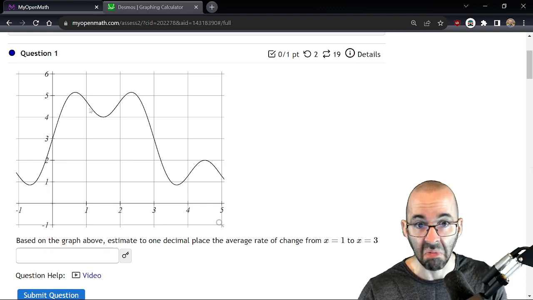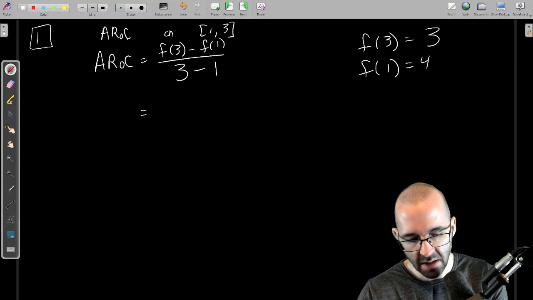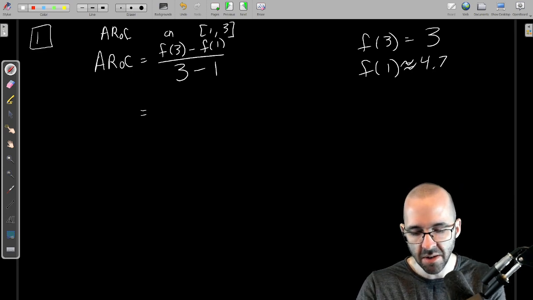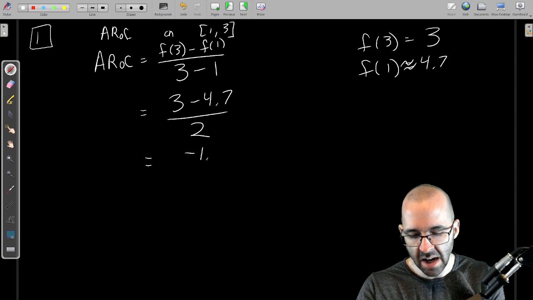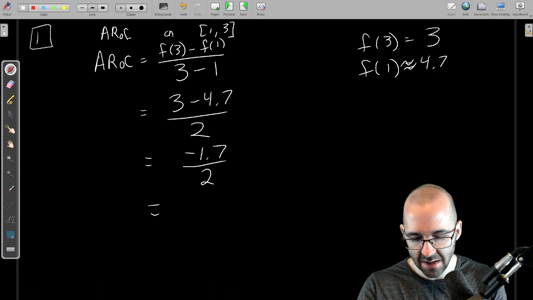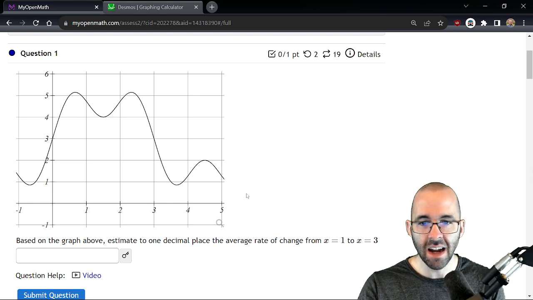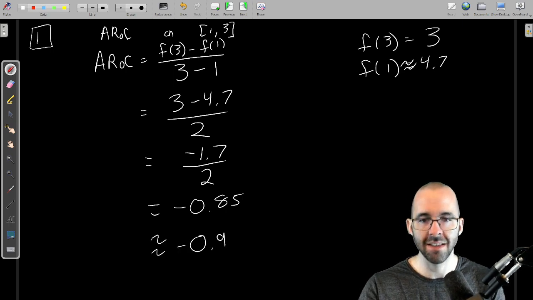4.7? I don't know. Say it's approximately 4.7. We'll use the squiggly bars. Now we just replace it. Replace the f of 3 with a 3. Replace the f of 1 with a 4.7. 3 minus 1 is 2. You get negative 1.7 on the top divided by 2. And we divide this by 2, and we're going to get negative 0.85. And once it's averaged, rounded to one decimal place, we'll say about negative 0.9.